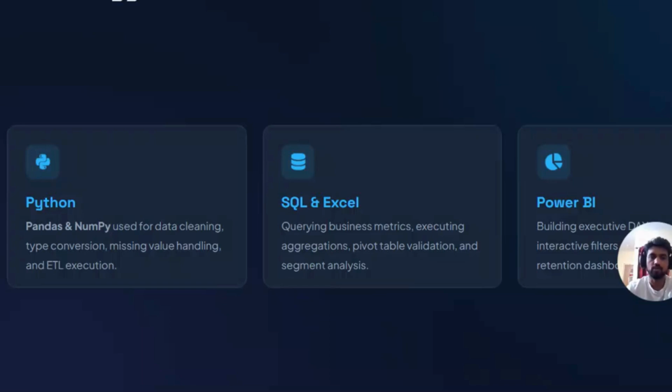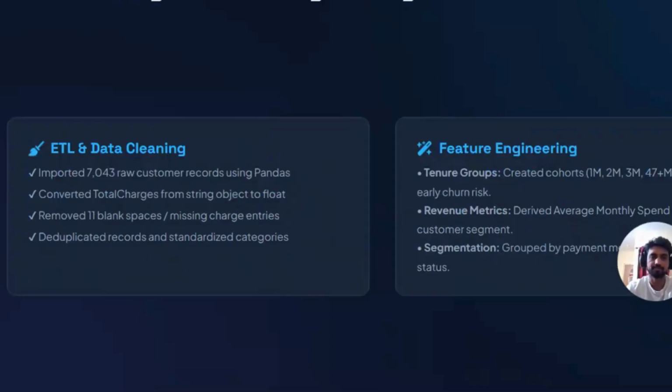Moving to the data cleaning and preparation process. As I said, the dataset has 7,043 rows. Here we handled missing values, corrected data types, and removed duplicate records. We converted tenure into a categorical value. I also performed feature engineering by creating customer segments and preparing the data for analysis and visualizations.